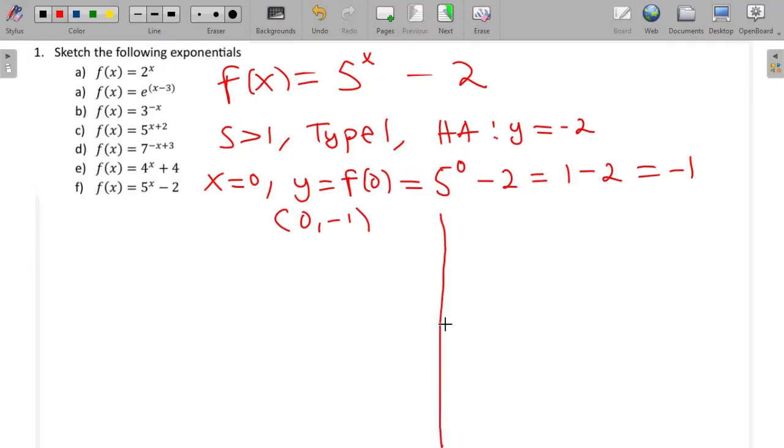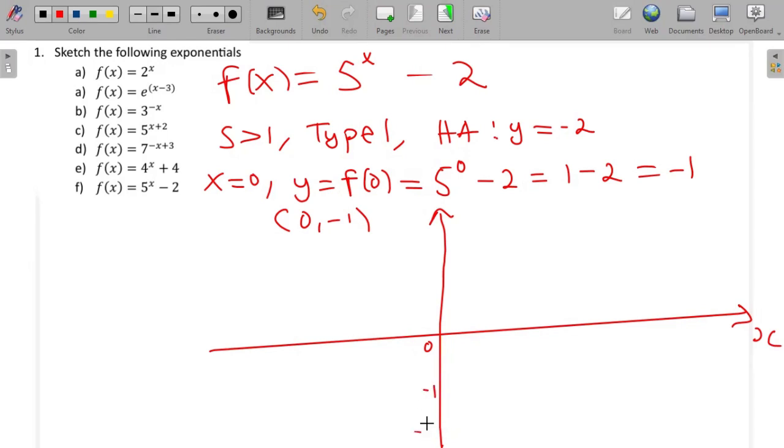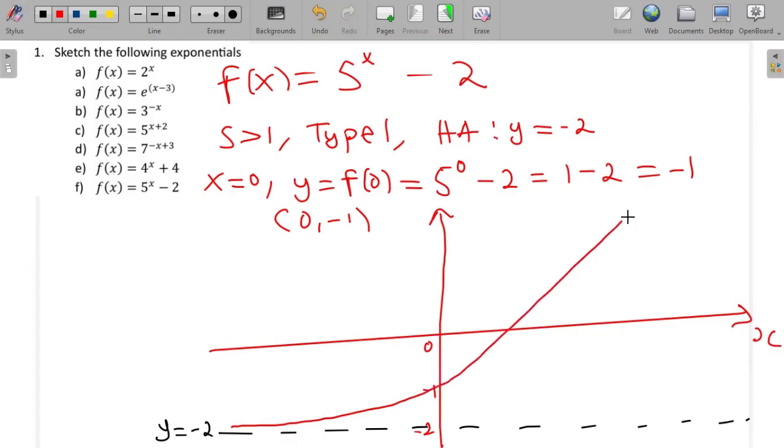Okay, so let's draw x. This is (0, minus 1) somewhere there. So the horizontal asymptote is at y equals minus 2. Okay, so it's there, like that. Okay, so that's the horizontal asymptote, y equals minus 2. And then this is a type 1. So I'm starting from here, okay, and then I'm going like this. So this curve here is for 5 to the power x minus 2.